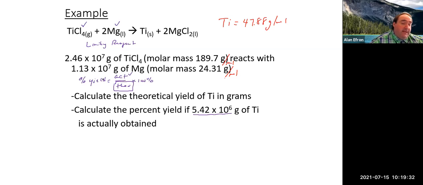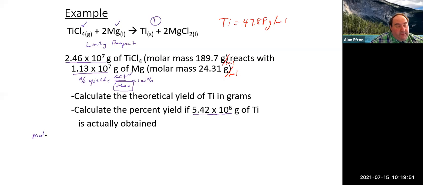So with that being said, regardless of which method you choose, most of them all start the same. You need to have a balanced equation, which I do see numbers there, so I'm assuming they're balanced. You do want to convert whatever they gave you into moles. So in this case, we want to convert the grams of TiCl4 into moles and the grams of the magnesium into moles. So I'm just going to do that right here.